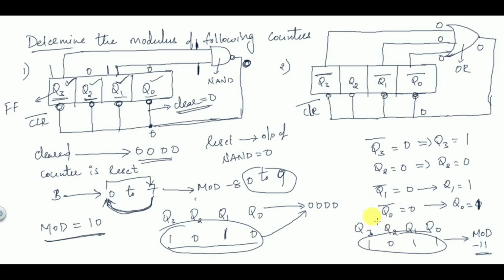For whatever values you are getting for Q3, Q2, Q1 and Q0. Here it has given Q3 bar. This is the important point which you have to remember. So he has connected the external gate. He has connected the flip-flops to the external gate, and through the external gate he is making the counter clear its inputs. So to clear the flip-flops, he is using some external gate.